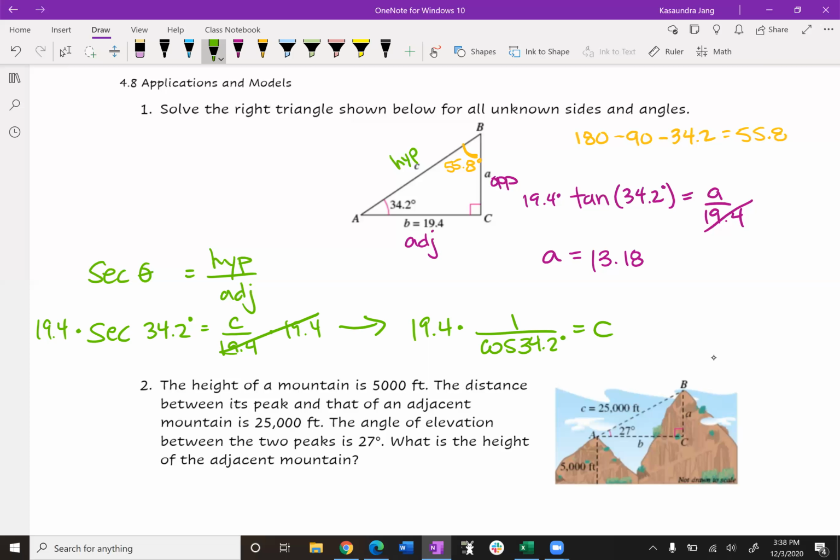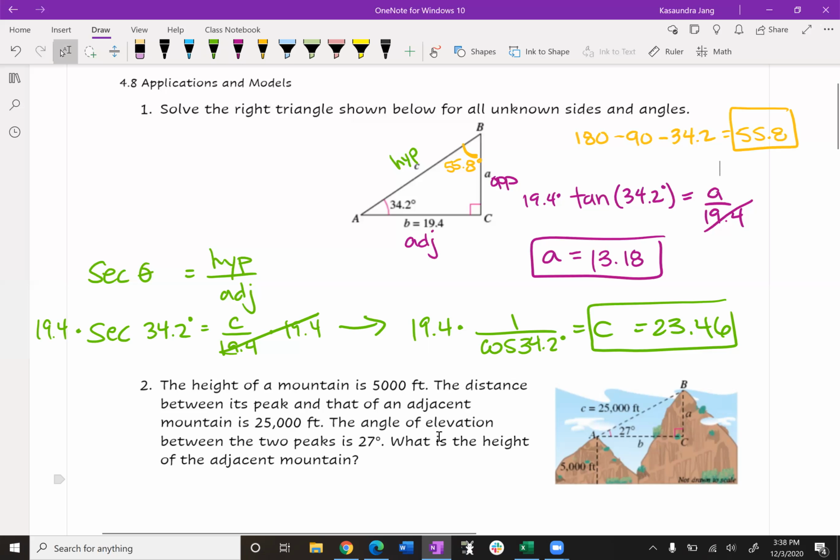I got 23.46 if I round to the nearest hundredth. So we now have all three angles and all three sides. So we have solved the triangle.